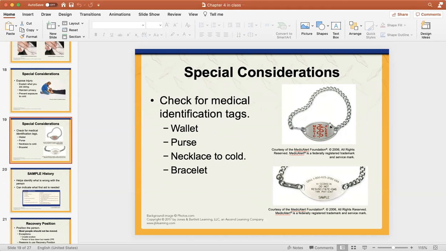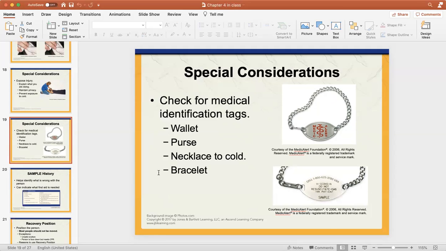This is a medical alert tag. It'll obviously tell you what the medical alert is, and this is a do not resuscitate tag for EMS in case someone does go into cardiac arrest and needs to be resuscitated. Obviously, this individual's wishes are to not be resuscitated.